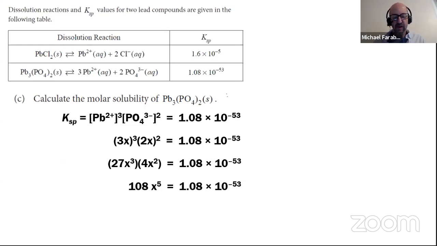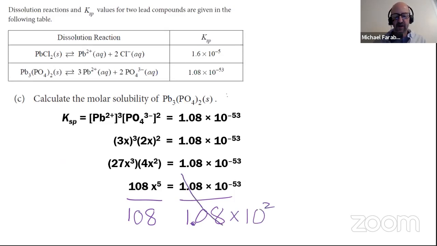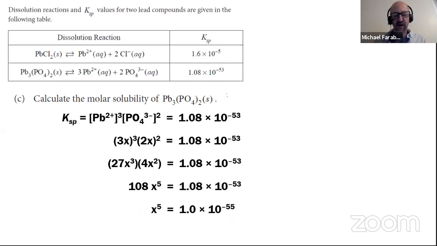That was given in the table. So we can divide both sides by 108. Now, of course, 108 is also 1.08 times 10 to the second power. That makes this part of the math pretty easy. So we have 10 to the negative 53 divided by 10 to the second power. When you subtract, you should get 10 to the negative 55. So that means that on the left side of the equation, we have x to the fifth power. And on the right side of the equation, we have 1 times 10 to the negative 55.